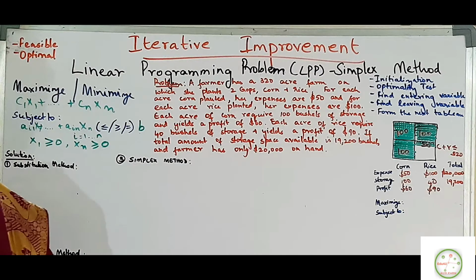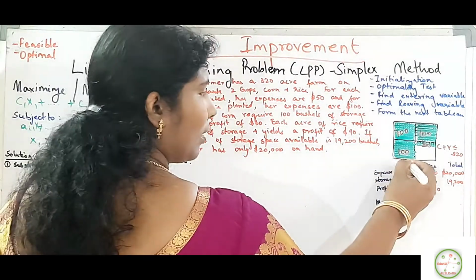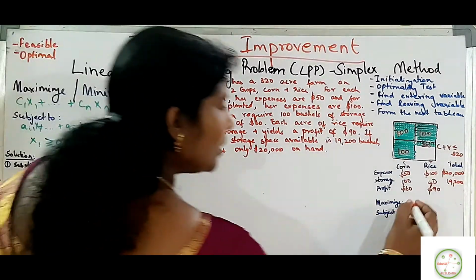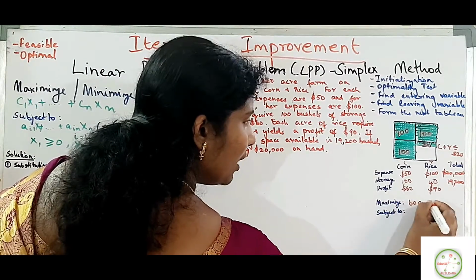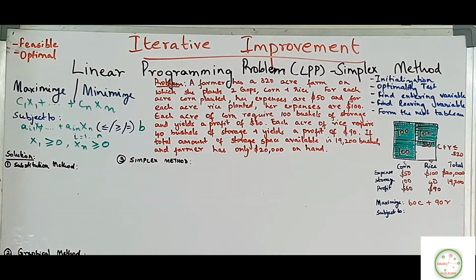Now let us quickly write the statement in terms of maximization or minimization. From the statement we understand that since it is a profit, we are going to have a maximization problem. This maximization problem is about how I will get the maximum profit. I represent C for corn and R for rice. So the maximum is 60C plus 90R. This is how I arrive at this particular factor, which is called the maximization factor.